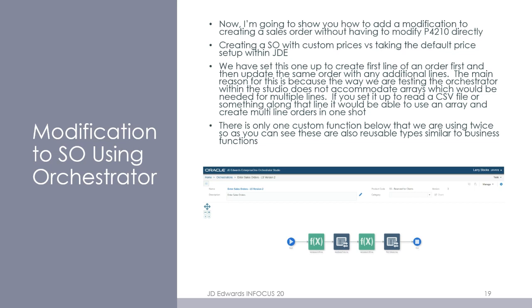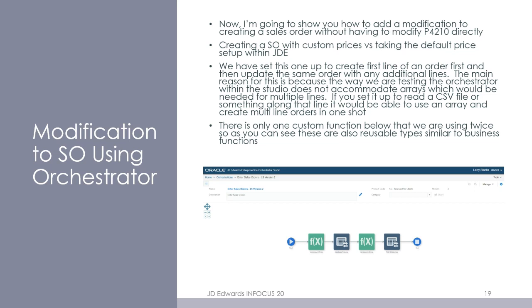The main reason for this is that the way we are testing the orchestrator within the studio does not accommodate arrays, which would be needed for multiple lines. If you set it up to read a CSV file or something along that line, it would be able to use an array and create multi-line orders in one shot. But we're breaking it down in this example. There is only one custom function below that we are using twice. You can see these are also reusable, similar to business functions.